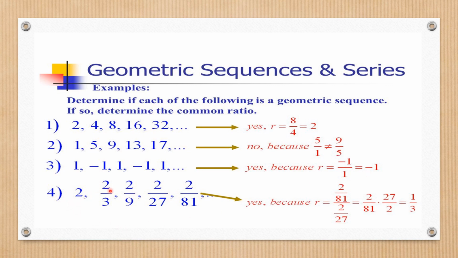For the next one, 2, 2 by 3, 2 by 9, 2 by 27, 2 by 81 and so on. See from here, I can divide any term by the previous one, but I will look for the multiplying constant, and that is 1 by 3. 2 into 1 by 3 is 2 by 3. Again into 1 by 3 is 2 by 9. 2 by 81 divided by 2 by 27 will give you 1 by 3, and it can be seen easily that we are multiplying with a fixed number 1 by 3 to get the next term.